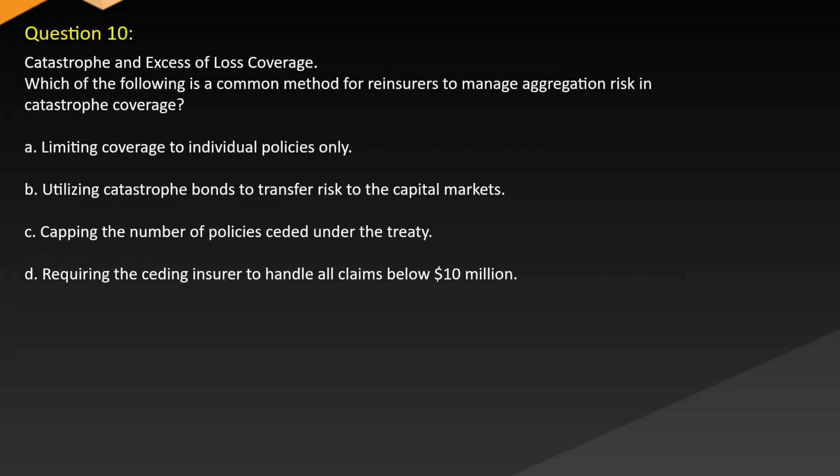Question 10. Catastrophe and excess loss coverage. Which of the following is a common method for reinsurers to manage aggregation risk and catastrophe coverage? A. Limiting coverage to individual policies only. B. Utilizing catastrophe bonds to transfer risk to the capital markets. C. Capping the number of policies ceded under the treaty. D. Requiring the ceding insurer to handle all claims below $10 million.